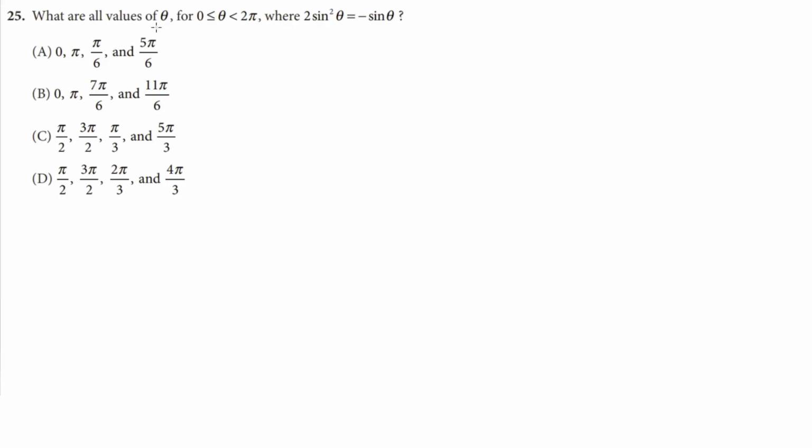What are all the values of theta for theta greater than or equal to 0, less than 2 pi, where 2 sine squared of theta equals negative sine theta? So we need to solve this equation for theta. So what we can do is move the sine theta to the other side.